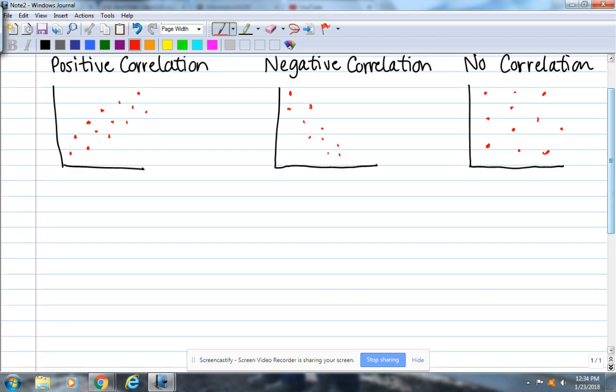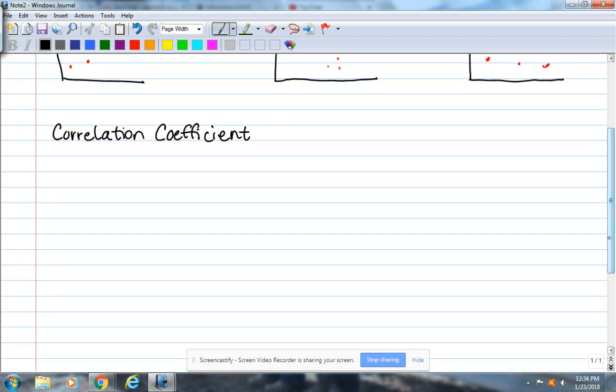So something else that we can consider when we're talking about scatter plots is something called a correlation coefficient. What a correlation coefficient does is it just kind of detects a range of how close the data is to each other, or how close it is to fitting a line. So that is a number between -1 and +1.